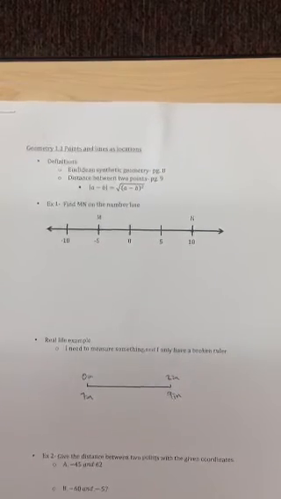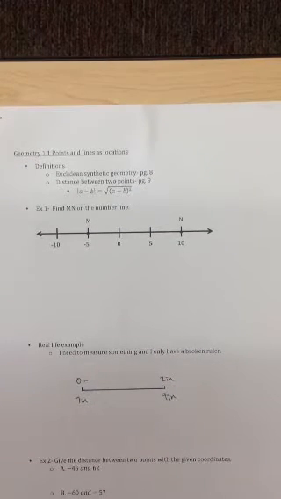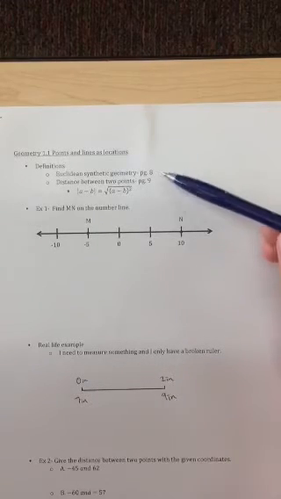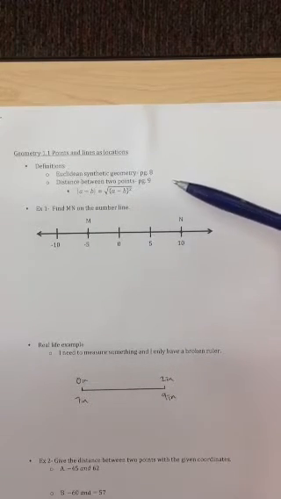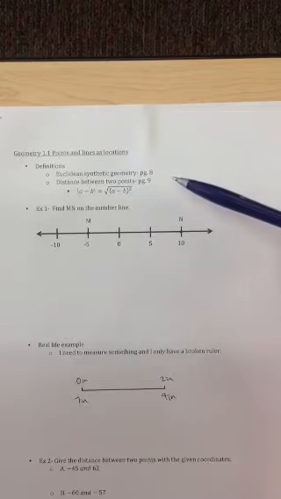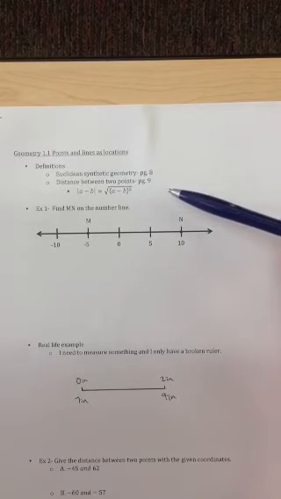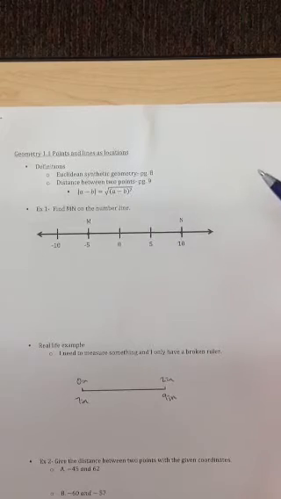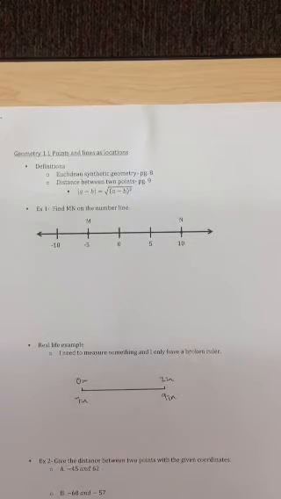So this section is 1.1, points and lines as locations. The first thing I'm going to have you do is look up these two definitions in the book. The first one, Euclidean synthetic geometry, is on page 8, and then distance between 2 points is on page 9. So look those up and jot them in, and I'll read them to you here. Euclidean synthetic geometry is a description of a point, and their description of a point is an exact location.